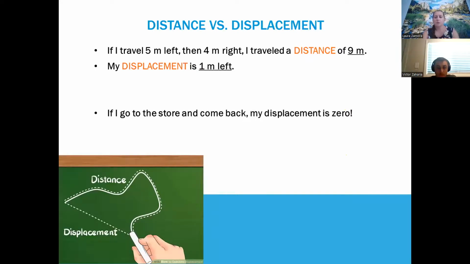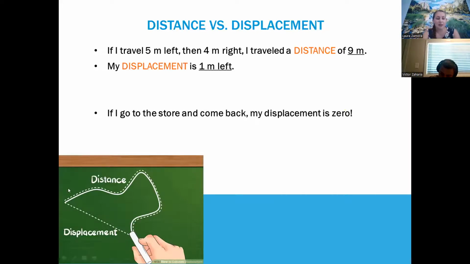So distance versus displacement. I think this is one of the parts of vectors that gets confusing for a lot of people. Figuring out the difference between distance and displacement. Can I tell this one? Sure. Okay. So displacement is literally your starting place and how far you are from the finish, from the place you're going to be at once you take the path you are going to take. But the distance is your actual path. So that's the difference.